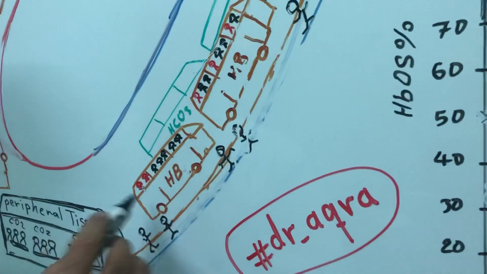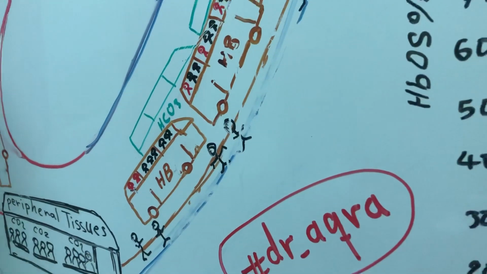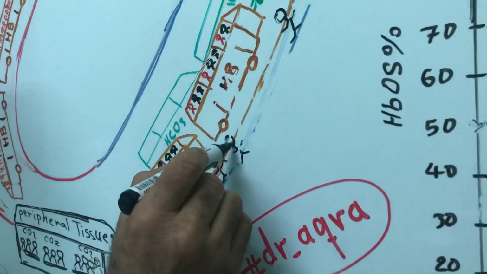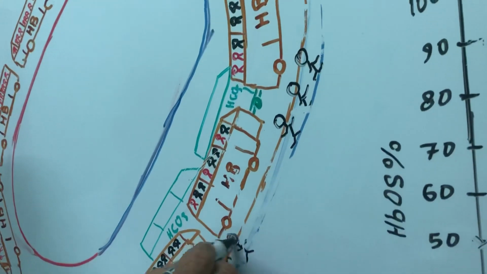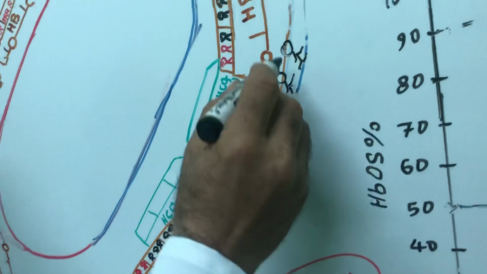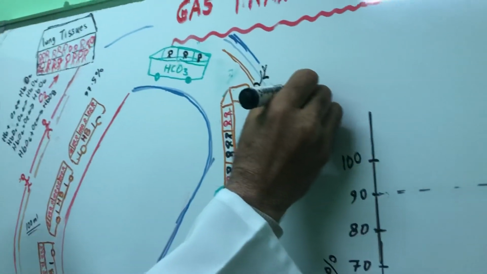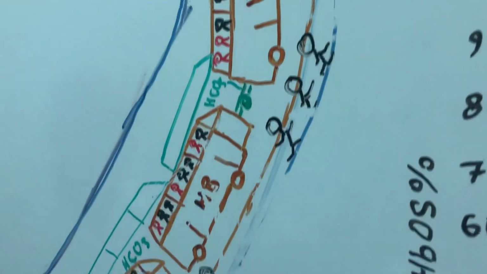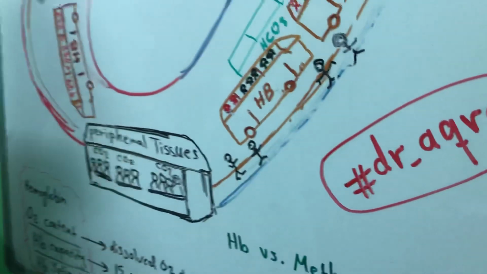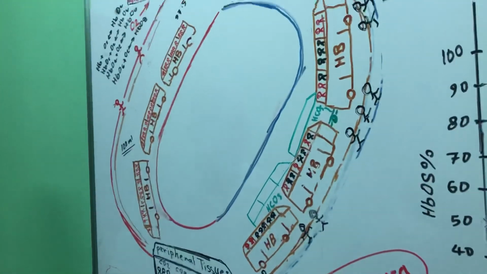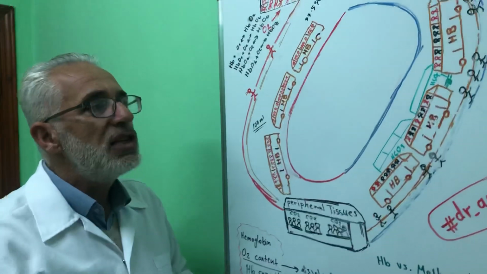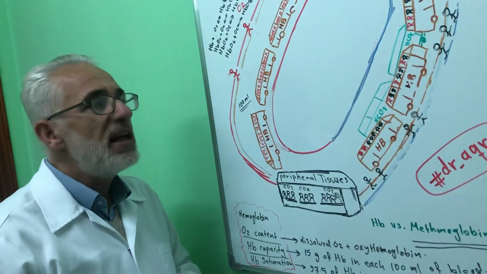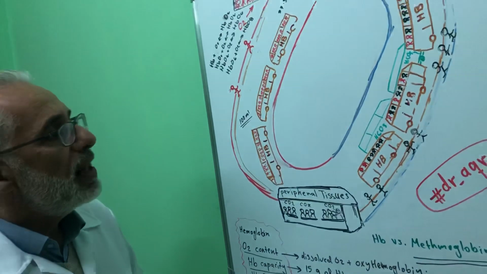Now, the CO2 is transported in three ways from the peripheral tissue to the lung. About 10%, the walker here, is the sign of dissolved CO2. Almost 10% of CO2 is transported as dissolved carbon dioxide. Why? Because you remember from previous lectures that the solubility of CO2 is about 20 folds higher than the solubility of O2 in the blood.